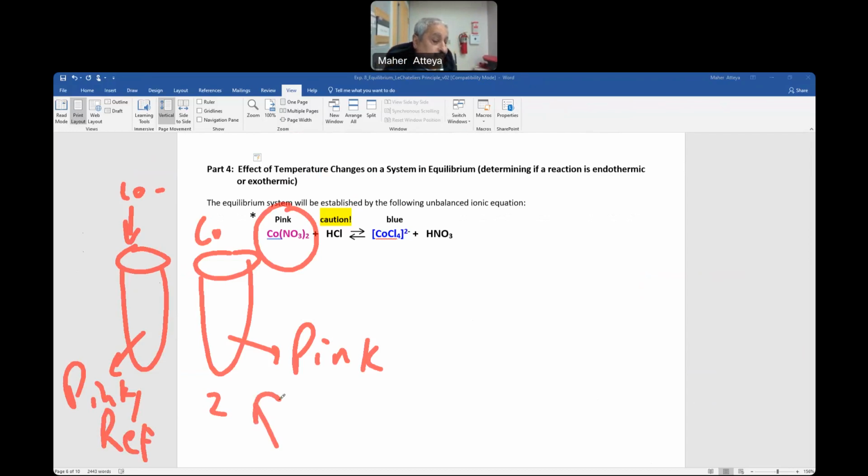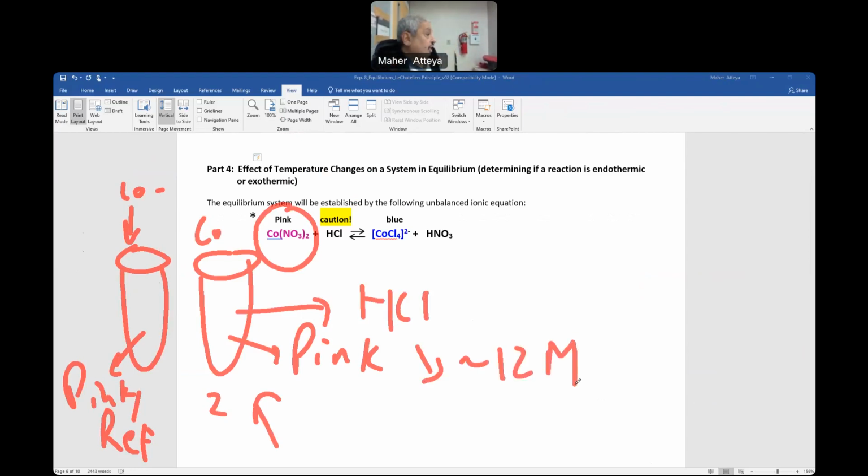And then here we'll see the effect of the temperature in both of them. So what you will do here, you will add to the second one HCl, only the second one. And this HCl, I will add that for you. This is very highly concentrated HCl, which is about 12 molar. That's very concentrated HCl. So I will add this one here because that's very dangerous.